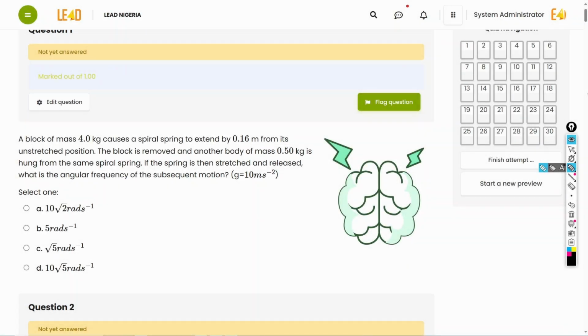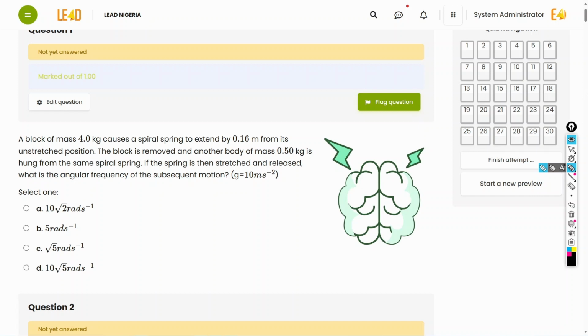Alright, so a block of mass 4.0 kg causes the spiral spring to extend by 0.16 meters from its unstretched position. The block is removed, and another body of mass 0.5 kg is hung from the same spiral spring. If the spring is then stretched and released, what is the angular frequency of the subsequent motion? Right.